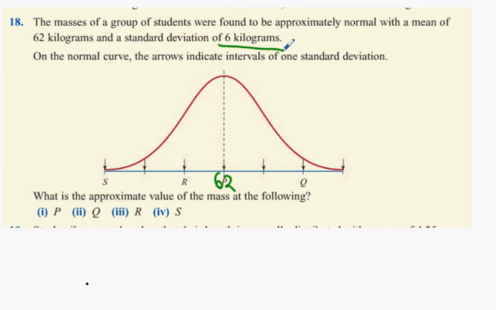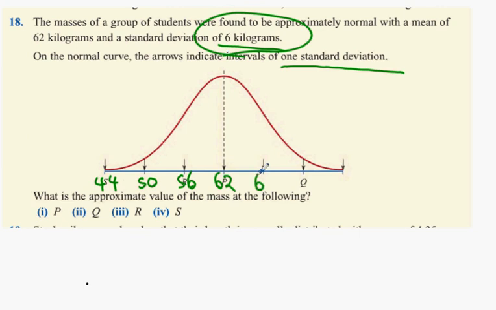Can anybody tell me what R is? R is 1 standard deviation away, which is 56. That's going to be 2 standard deviations away, which is 44. Okay? And it's going in 6s. Next one, 68 and 74, 80. Okay.